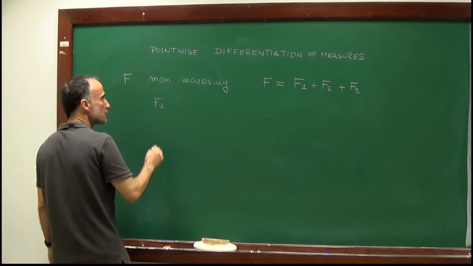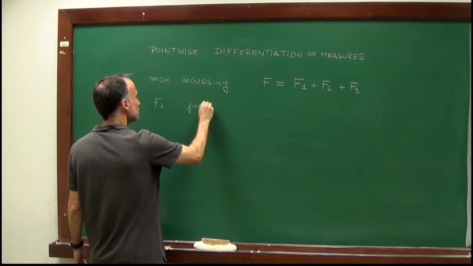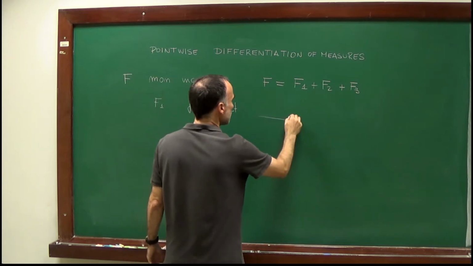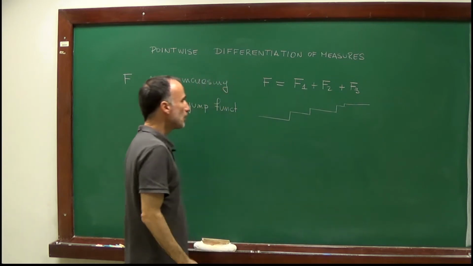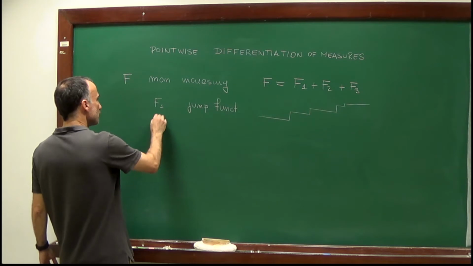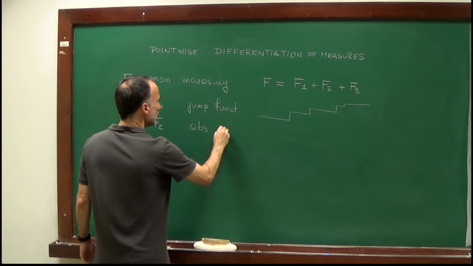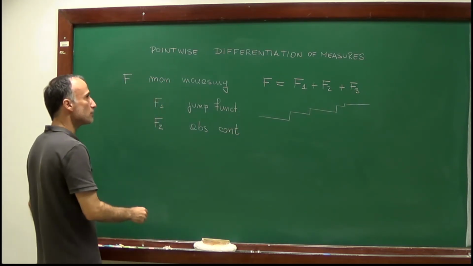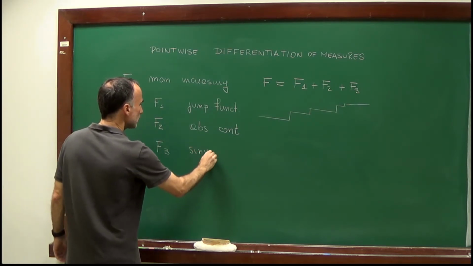and I will be precise later on, is a function which I will call a jump function. So typically it's a function which looks like that, so it increases only by jumps. But I will be more precise later on. I just want to now state informally the main result. f2 will be absolutely continuous. And this, we have seen in the previous lecture what are the absolutely continuous functions. And f3 is what we'll call a singular function.